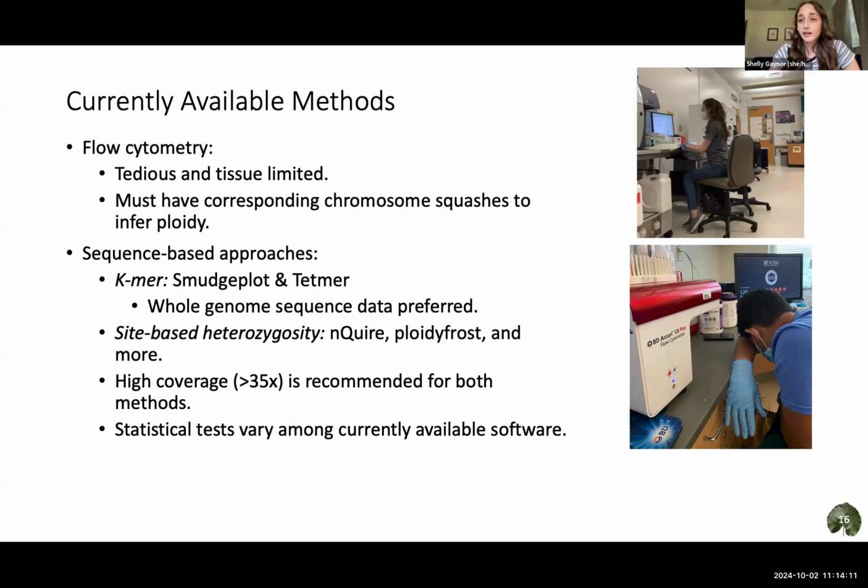Alternatively, you can do site-based heterozygosity, which is more fit for reduced representation, and this includes nQuire, ploidyfrost, and more, but these also recommend high coverage, and the statistical tests vary among them. With a data set that I haven't explained, but is Larrea tridentata, I tried out all these methods and I ran out of tissue, and I got to a point where the accuracy was too low on our knowns that I wanted to create my own method to increase the accuracy. And so I developed a site-based heterozygosity approach.